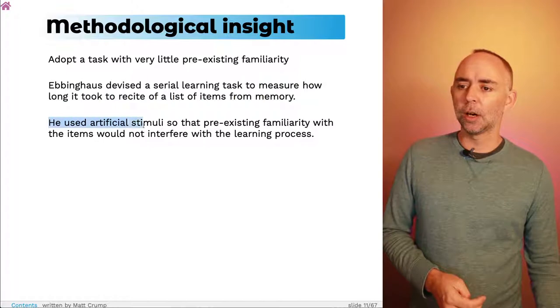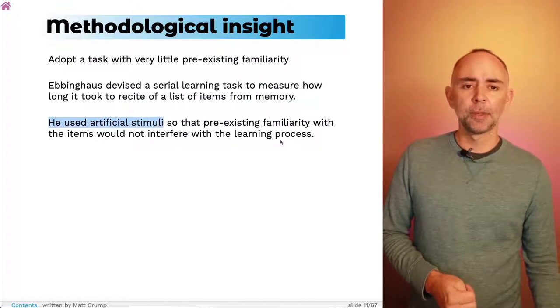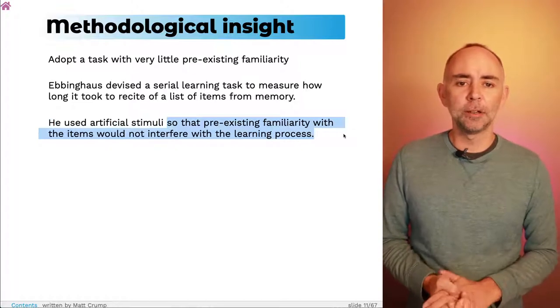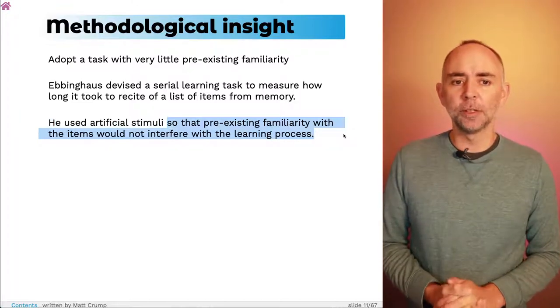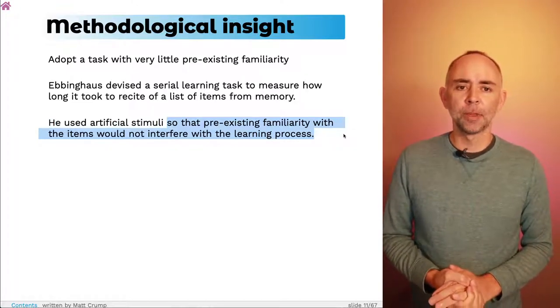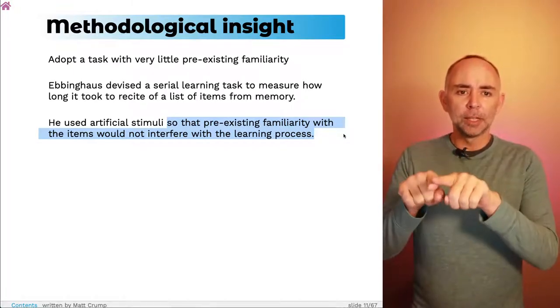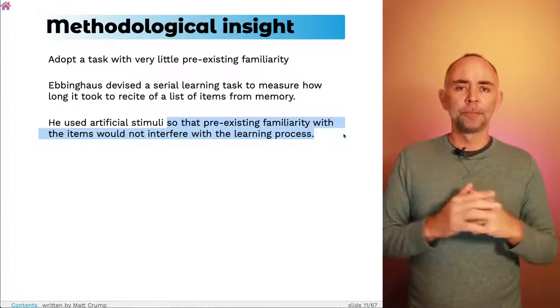He used artificial stimuli so that pre-existing familiarity with the items would not interfere with the learning process. Now, briefly, if I was to recall a list of items from memory, I can do that.